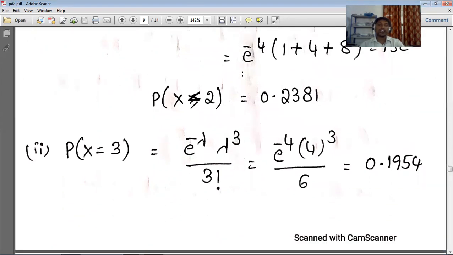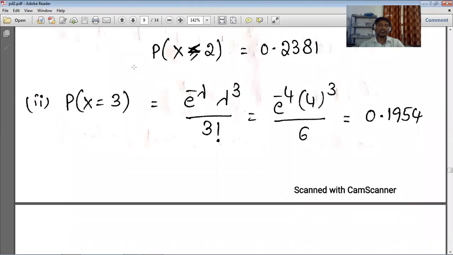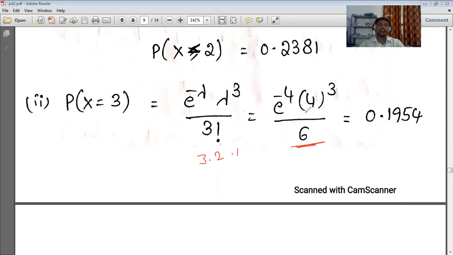0.2381. Next, exactly 3. So exactly 3 is nothing but P of x is equal to 3. Same, e power minus lambda, lambda power x by x factorial. So e power minus 4, 4 cube by 3 factorial, which is nothing but how much? 6. 3 into 2 into 1, so 6. Okay. And next 4 cube. Why? Because lambda is equal to how much? 4. So in place of lambda, 4 we substituted and we calculated. So the probability of exactly 3 calls in a 10-minute interval is 0.1954.